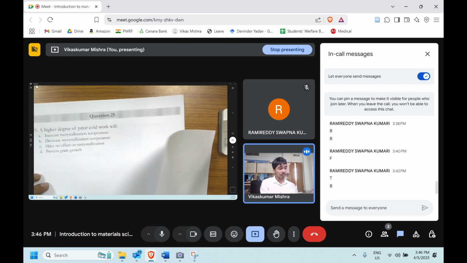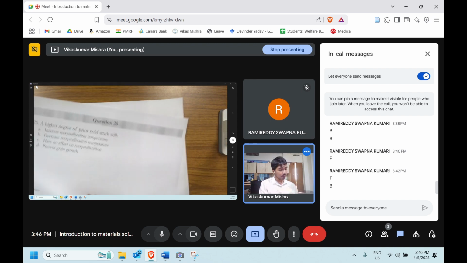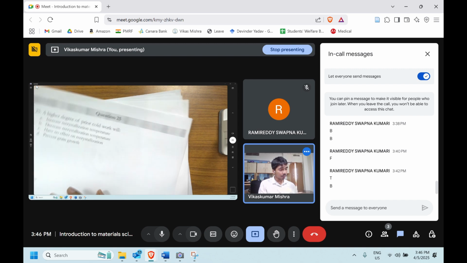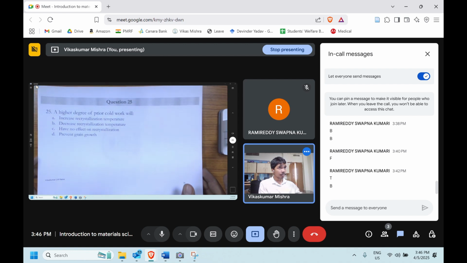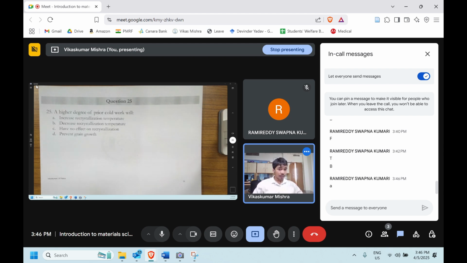Let's move ahead to the next question, question number 25. We have 4 more questions left. With a higher degree of prior cold work, what is going to happen? Increased recrystallization temperature, decreased recrystallization temperature, no effect on recrystallization, or prevent grain growth. What is your opinion on that? Option A, increase the recrystallization temperature, is actually the incorrect one.